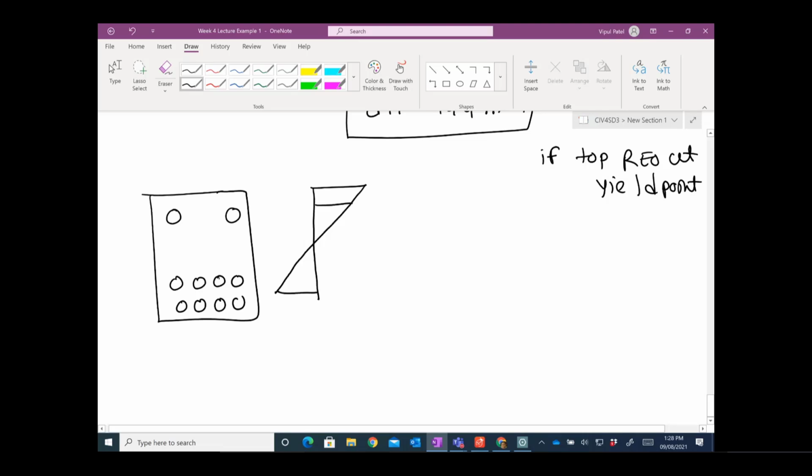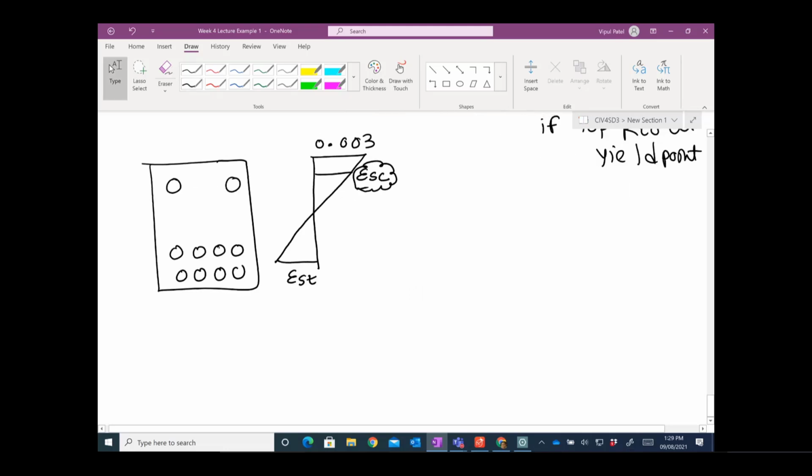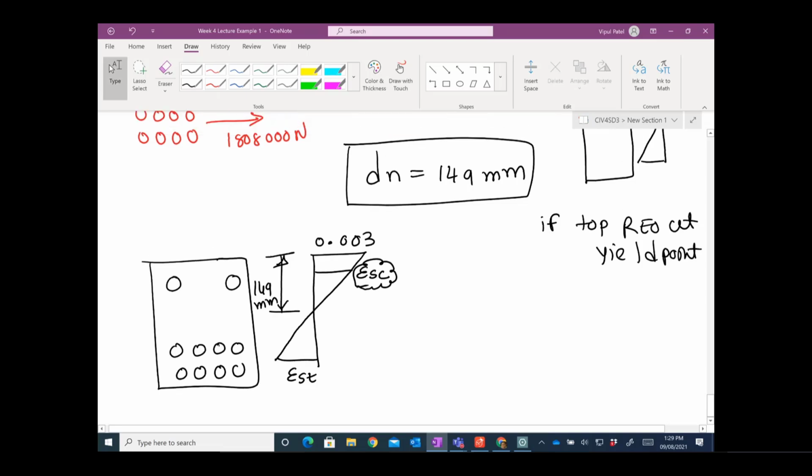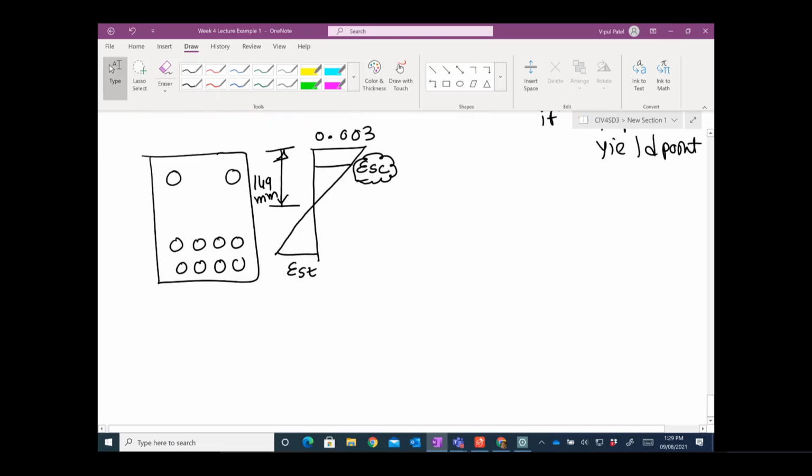And there is one more here. Now this is ESC, this is EST, and that is 0.003 concrete. Okay, now let's calculate this ESC, the strain in the top Rio. How are we going to calculate? Because the dN value we already know for this case is 149. This is dN, just calculated, right? That is here. Now let's take the triangles here.